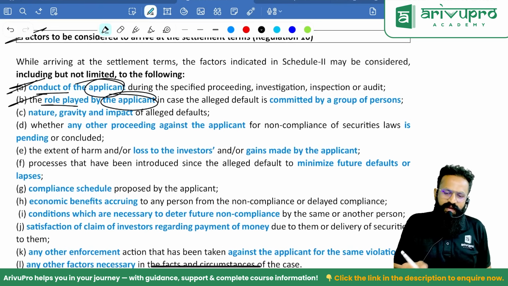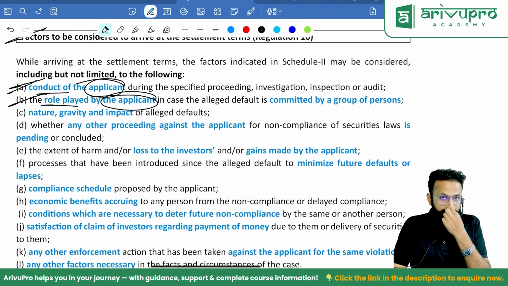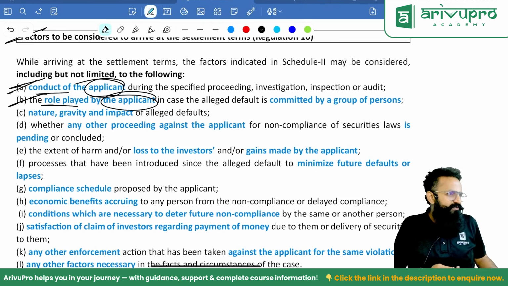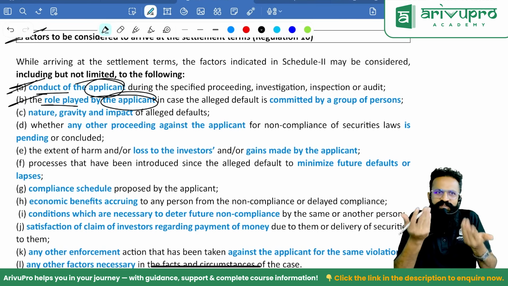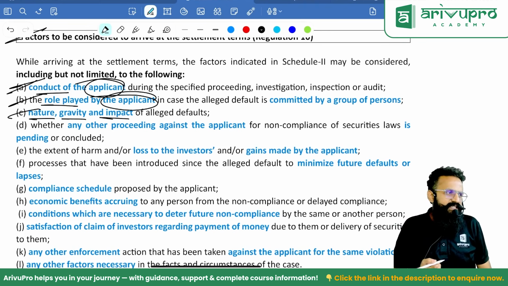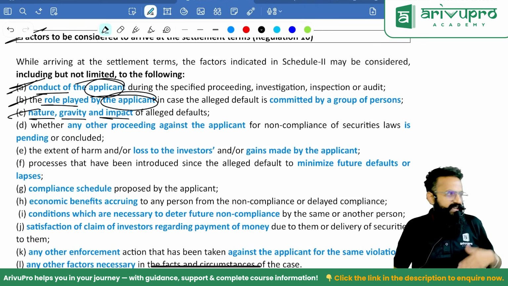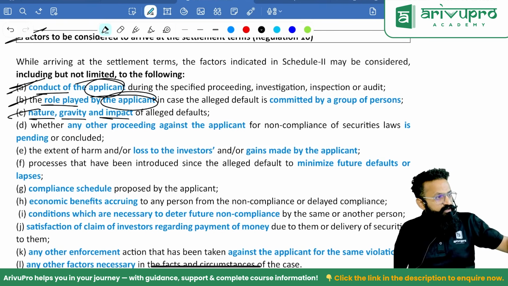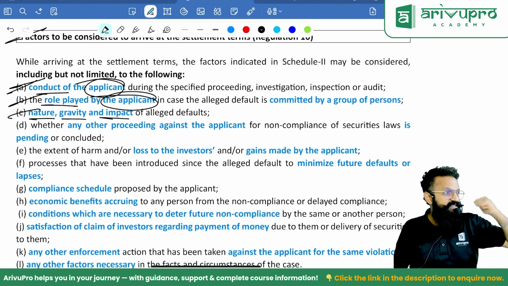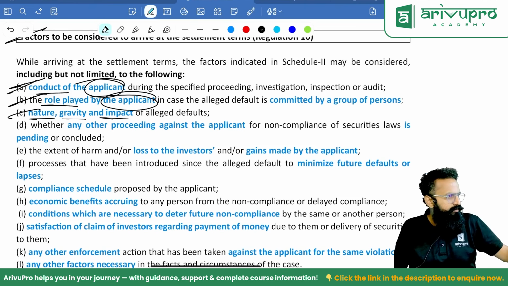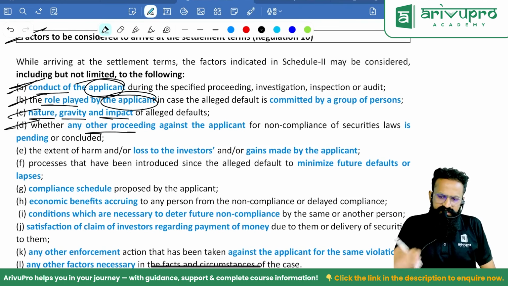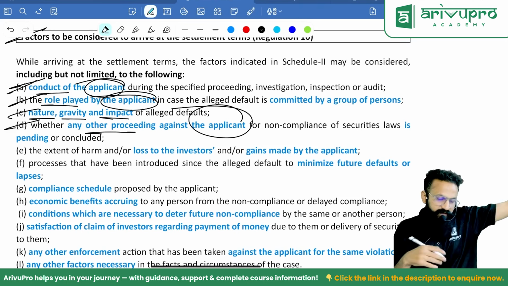The role played by the applicant in the alleged default. Role played means what? Did you help, or did we only figure it out? There is a difference. If you have played a role, then we will give you the benefit. Third one, nature, gravity and impact. Nature: serious or less serious. Gravity: whatever you did, does it involve investor grievances? Have you cheated investors? What is the entire thing about? And the impact of it will be considered. Whether there are any other proceedings against the applicant, meaning only this or anything else, will be considered.